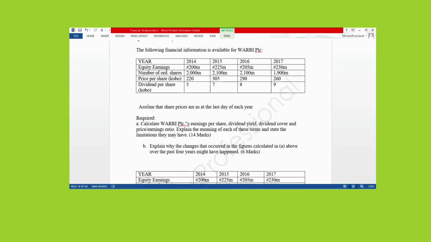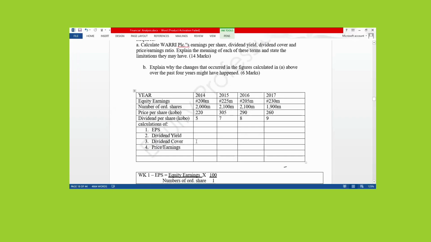Now let us go to it. You have to calculate 4 ratios: earnings per share, dividend yield, dividend cover, price earning ratio. When you are done calculating, you are going to explain the meaning of each of these ratios and state the limitations they have. Let us go to the business. Suggested solution.